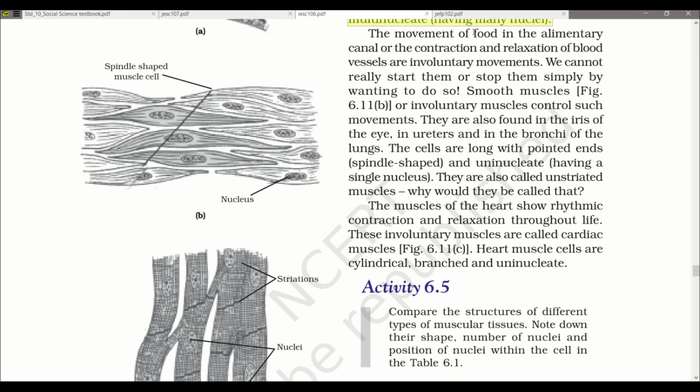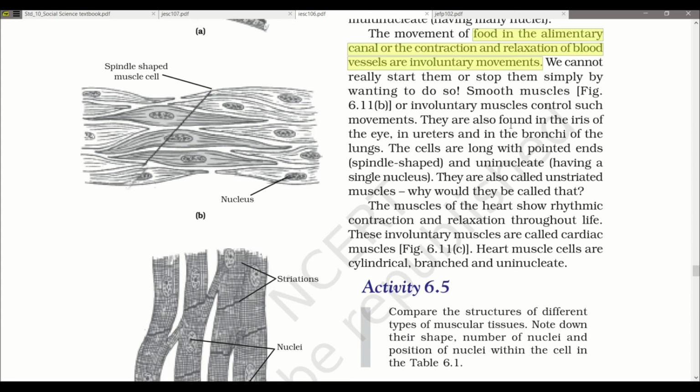The movement of the food in the alimentary canal or the contraction and relaxation of blood vessels are involuntary movements. That means you cannot control these movements. We cannot really start them or stop them simply by wanting to do so. Smooth muscles or involuntary muscles control such movement.